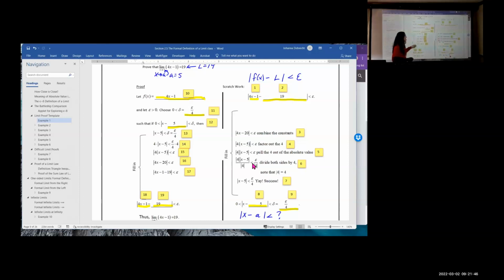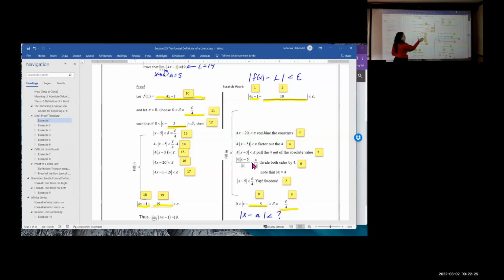All right, that's 11. Such that if 0 < |x - a|, this is a, so we're going to put 5 there, < delta, then, the next steps on the formal side are exactly the same steps as you have on the scratchwork side, but in the reverse order. So you're basically undoing the work that you did on the scratchwork side to end up with |f(x) - L| again. We start with |x - 5| < delta = epsilon/4.